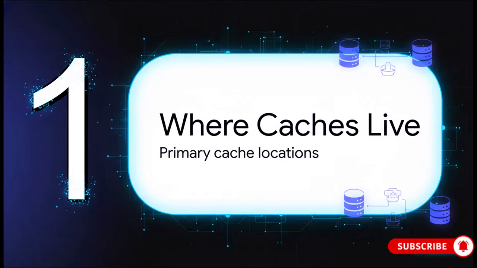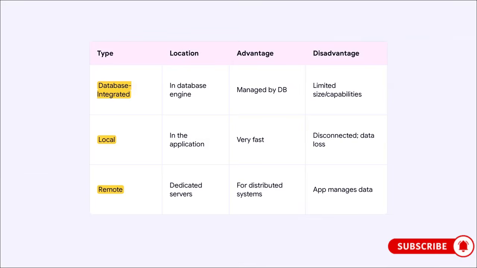Okay, first things first. Location, location, location. Where you decide to place your cache is a huge architectural decision, and it's not just about what server it's on, it really defines the relationship between your cache, your application, and your database. Let's explore the three main options. This table really lays out the trade-offs nicely.